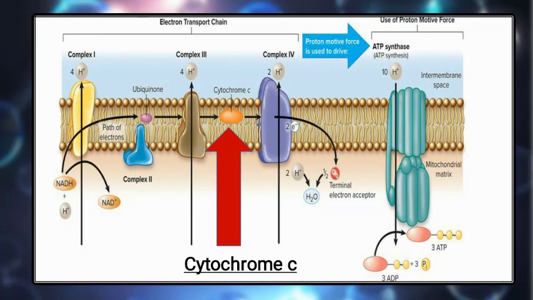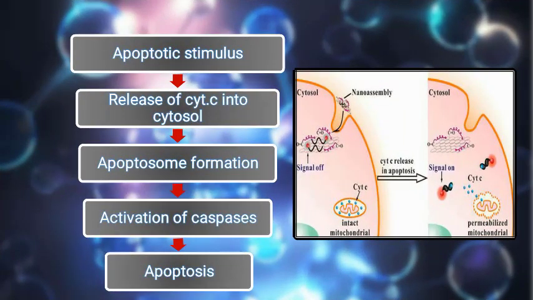Now let's look at the role of cytochrome C in apoptosis. Since cytochrome C is present inside the mitochondria, on receiving the apoptotic stimulus, it is released into the cytosol, where it causes the formation of the apoptosome, which is a quaternary protein. This apoptosome formation then causes activation of caspases. Caspases are protease enzymes, as we have already discussed that proteases are protein cleaving enzymes. So this activation of caspases causes apoptosis.